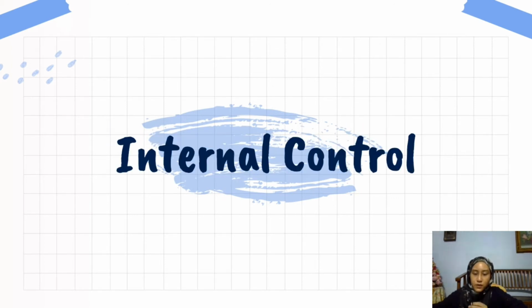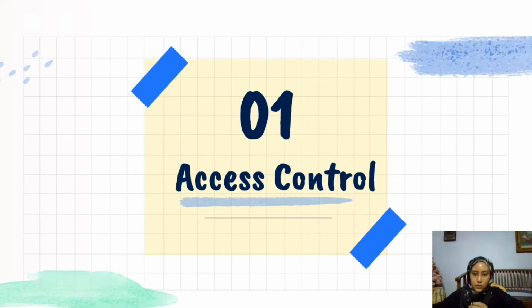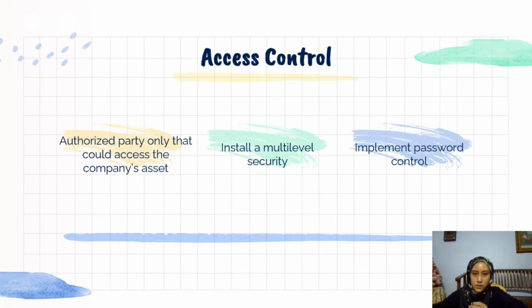So today I'm going to talk about internal control. The first one is access control. Access control is a control that ensures that only authorized parties could access the company assets such as source documents, journals, and ledgers. The company could install multi-level security to prevent outsiders from accessing the data and leaking company information. The company could also implement password control to access any of the company data.